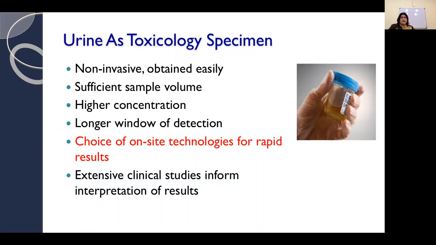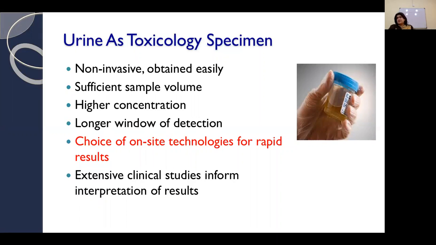Whereas, as far as urine is concerned, it is non-invasive and obtained easily. We have a sufficient sample volume. Drugs are mostly present in higher concentrations, and two other important advantages of urine over blood are that it has a longer window of detection, and, the most important thing, which I have highlighted as well, that it is a choice for on-site technologies for rapid results.